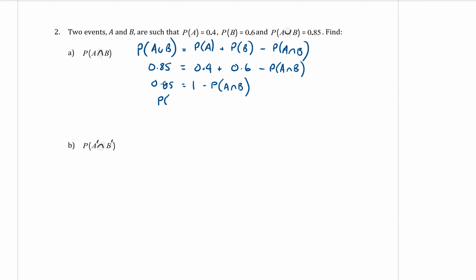Probability of A and B is equal to 1 minus the 0.85, which is 0.15. That's what I want. Very good. Yes, got it? All right, look out for this. Remember that formula? It's always on the test. You need to know how to use that by subbing in values like that.